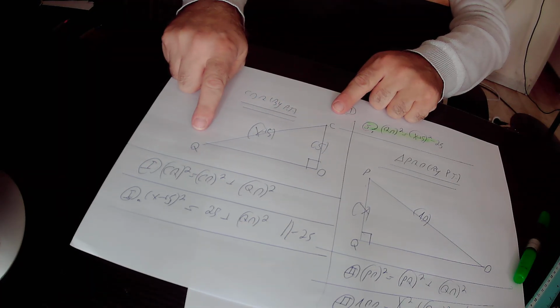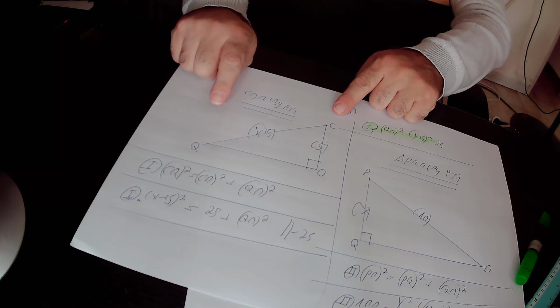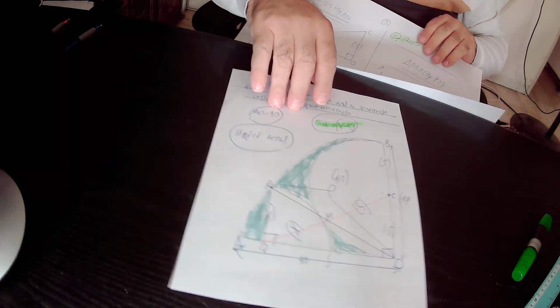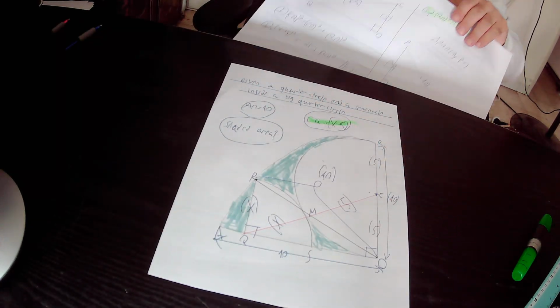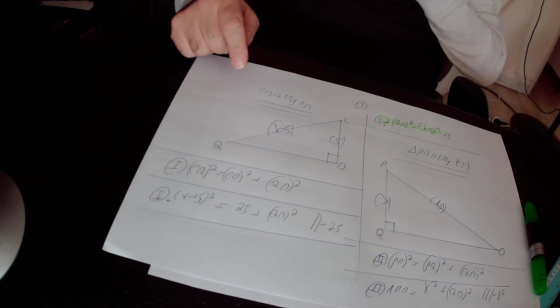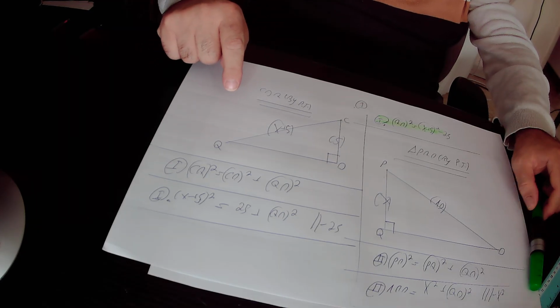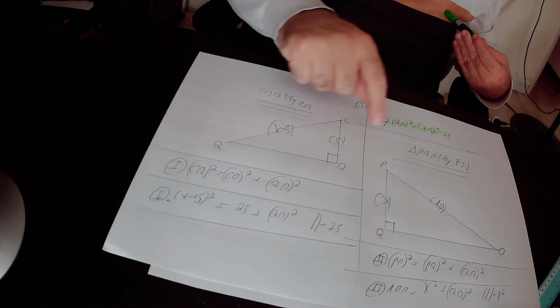CQ is the hypotenuse of this right angle, which equals x plus 5 units, according to rule 10. CO is the radius of this semicircle, which equals 5. And QO is the missing side. So according to the Pythagoras theorem, in this right angle, CQ squared, the square of the hypotenuse, equals CO squared plus QO squared.